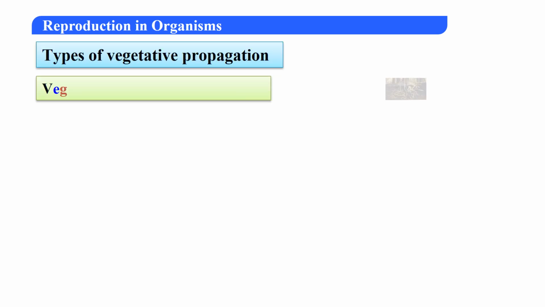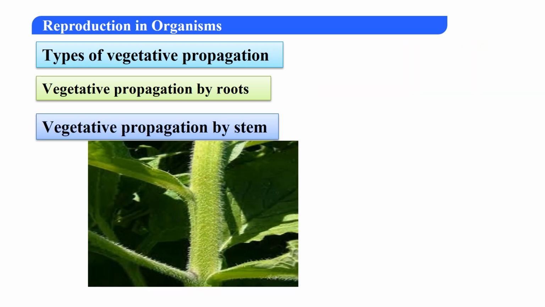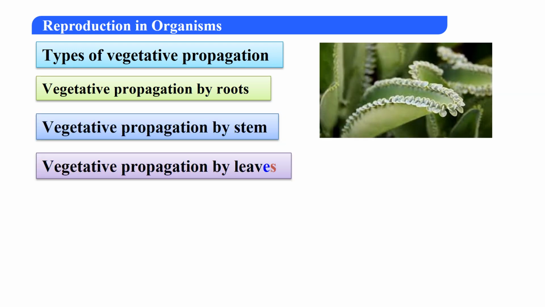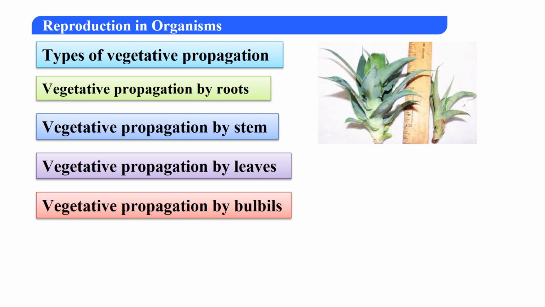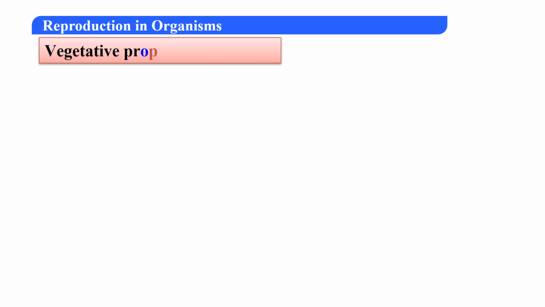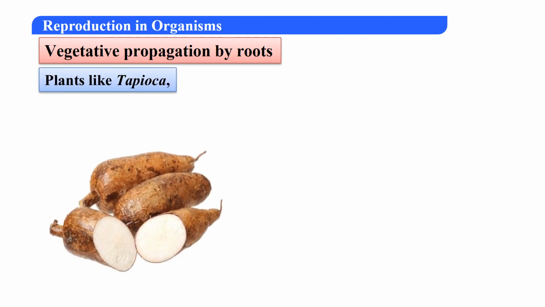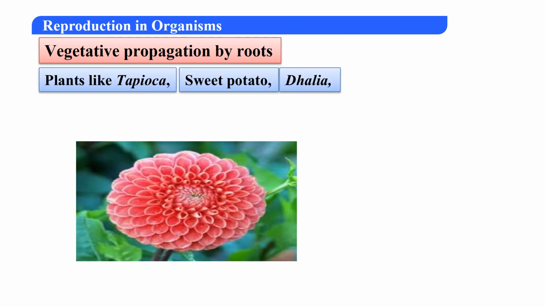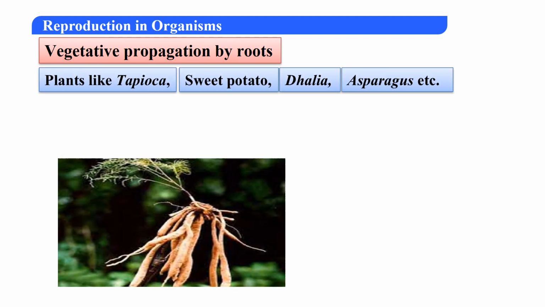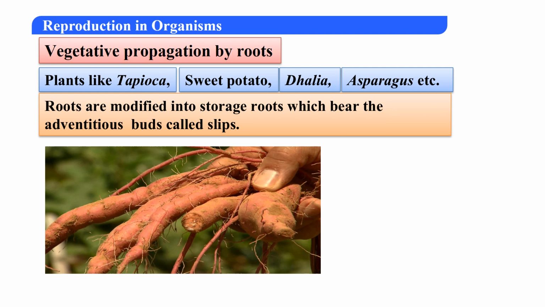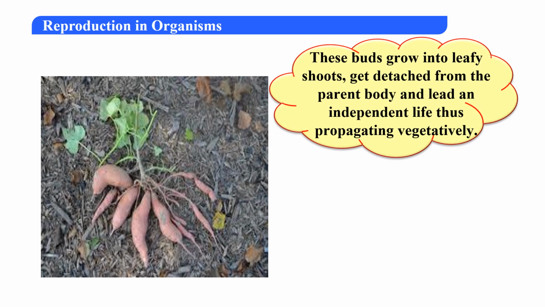Types of vegetative propagules. Vegetative propagation by roots, by stem, by leaves and by bulbils is common. Vegetative propagation by roots. Plants like tapioca, sweet potato, dahlia, asparagus, etc. produce the propagules at the root. Roots are modified into storage roots which bear adventitious buds called tips. These buds grow into leafy shoots, get detached from the parent body and lead an independent life, thus propagating vegetatively.